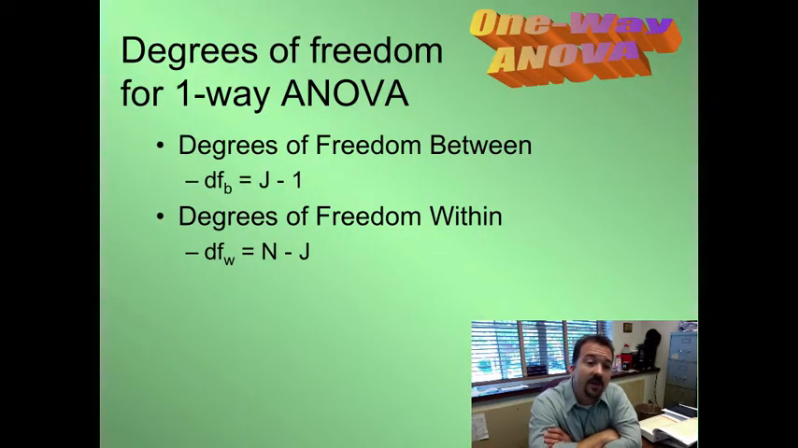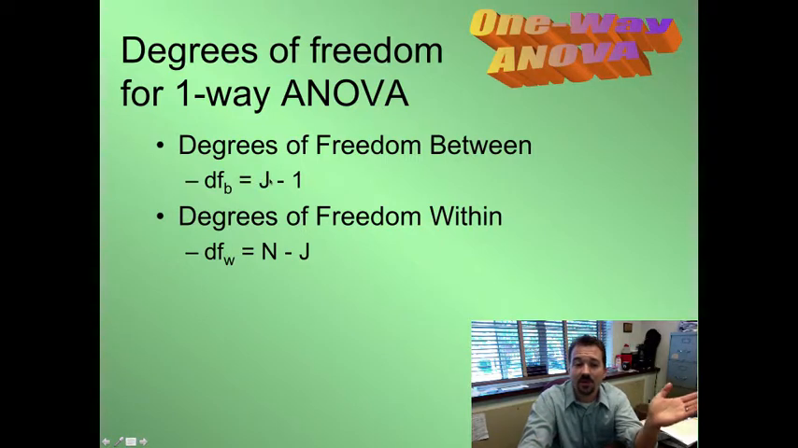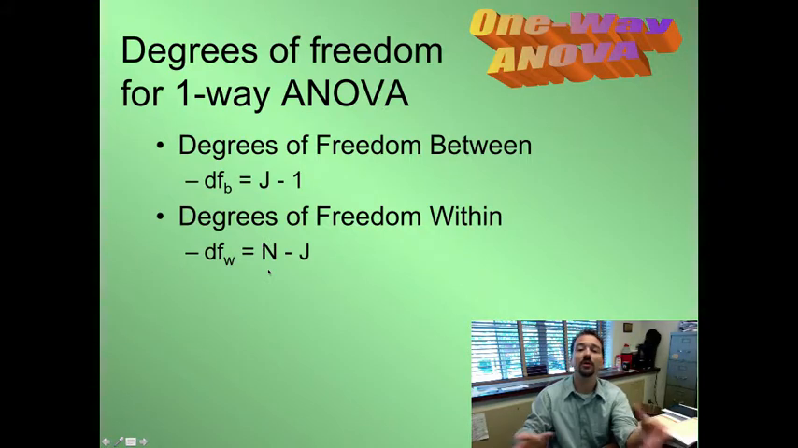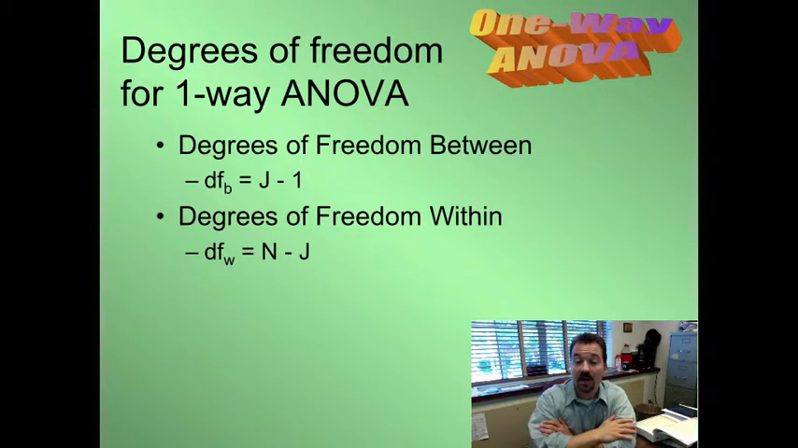Degrees of freedom for the ANOVA. There are 2 of these now. You have between degrees of freedom, which is simply the number of groups, in this case, my example was 3 groups, minus 1 is 2. So degrees of freedom between is 2. You need that for the table in the back of your book. You also need degrees of freedom within for that table, which is N minus J. This is capital N, the overall number of people or observations you have in your study, in your experiment across all your groups, minus the number of groups that you have.